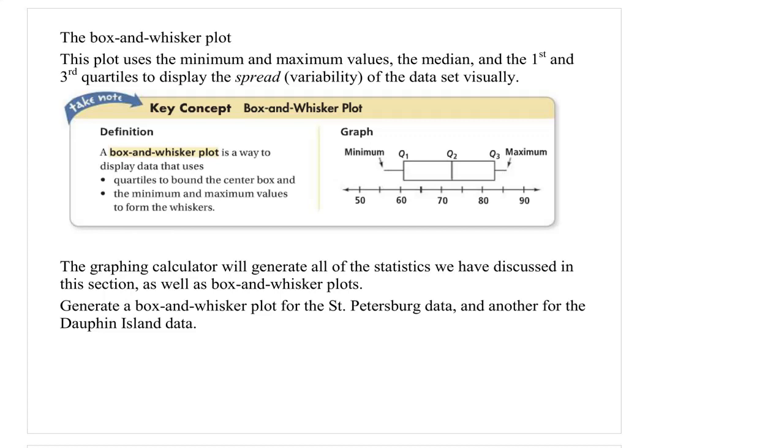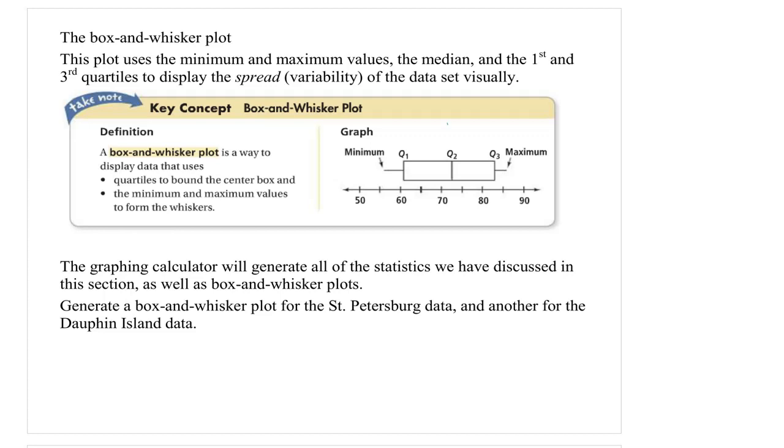Okay, continuing where we left off last time, we have to come up with a box and whisker plot now. So the box and whisker plot is basically just a visual representation of most of the statistics that you guys were learning about before. So the minimum value, the maximum value, Q1, Q2, and Q3.